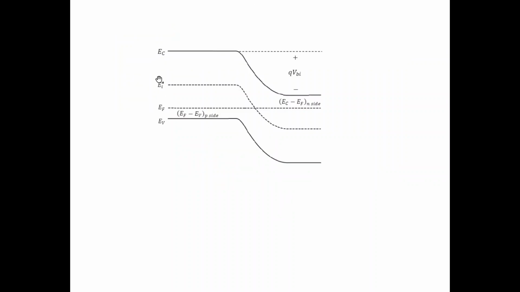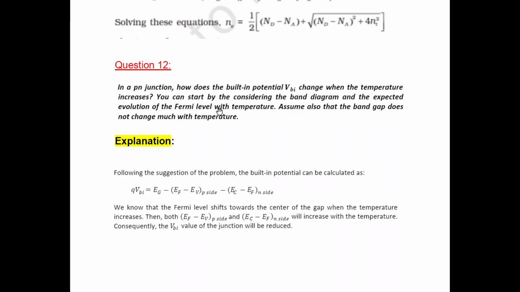Thus, we can see from this diagram, this is Ev, this is Ef, that is the Fermi level, Ei and Ec. Now this is qVbi. When temperature increases, this will be reduced. So Ec minus Ef will be on the N side, and this is Ef minus Ev on the P side. So what will be the final result? The final result will be that the Vbi value of the junction will be reduced.